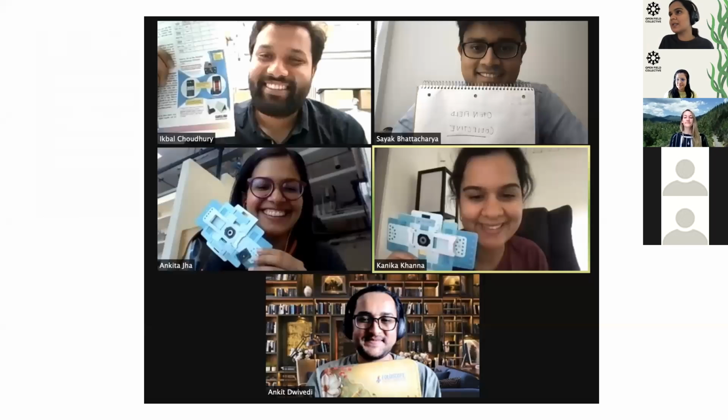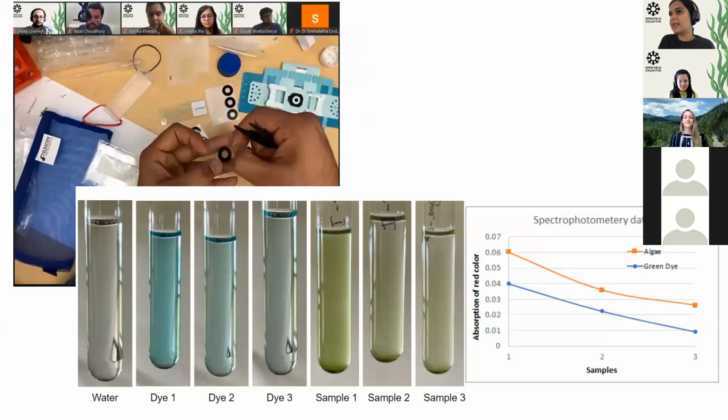So this is our team here: Iqbal, Sayak, Ankita, Kanika, Ankit. These are the tools we have been using during our workshop. One, what you see here on the top, is the Foldscope, or the paper microscope. We're using that to identify what kind of algae are present in the freshwater bodies. And then we are using a spectrophotometer to quantify the abundance of these species in these freshwater bodies.